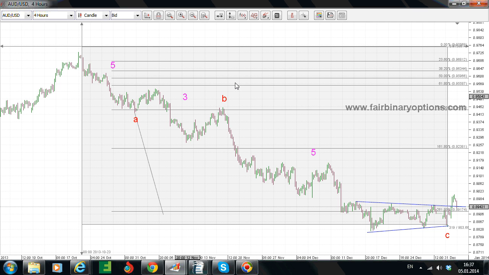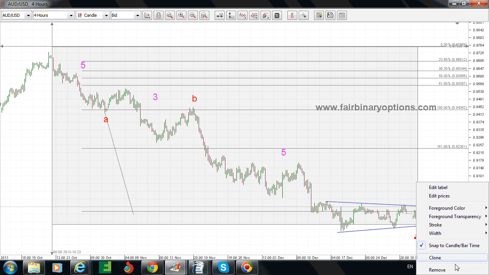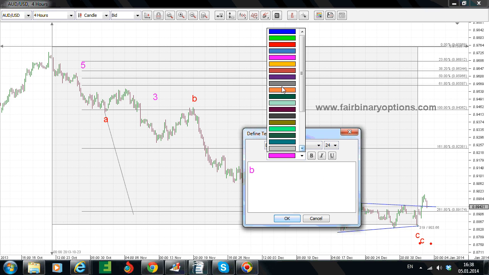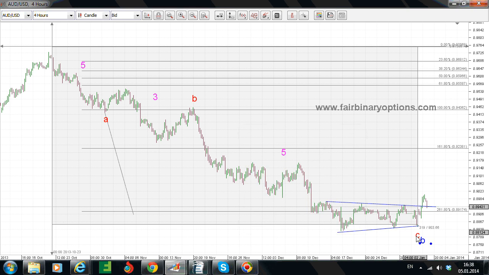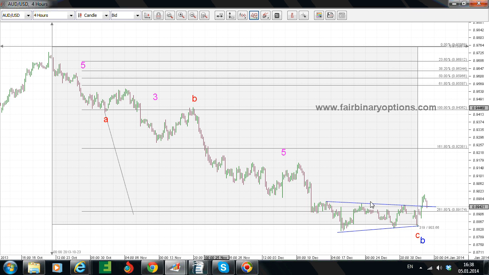So the whole move, ABC, should be interpreted as being a leg of a contracting triangle. I would say it is a B wave of a bigger degree. If this is a B wave of a bigger degree, it should also be remembered that such a pattern, an elongated zigzag, is always, but always, retracing more than 61.8 when compared with the C wave. So the next thing to do is to measure the length of the C wave.